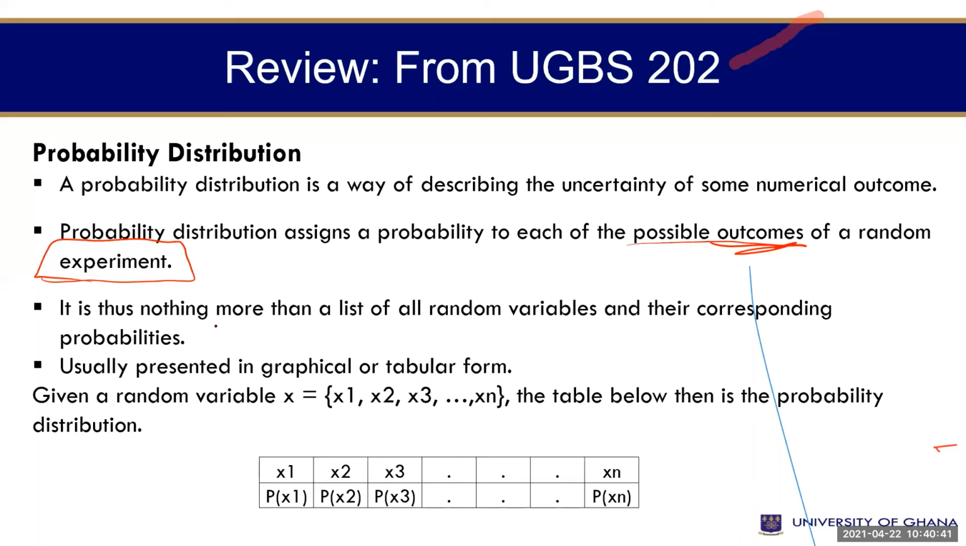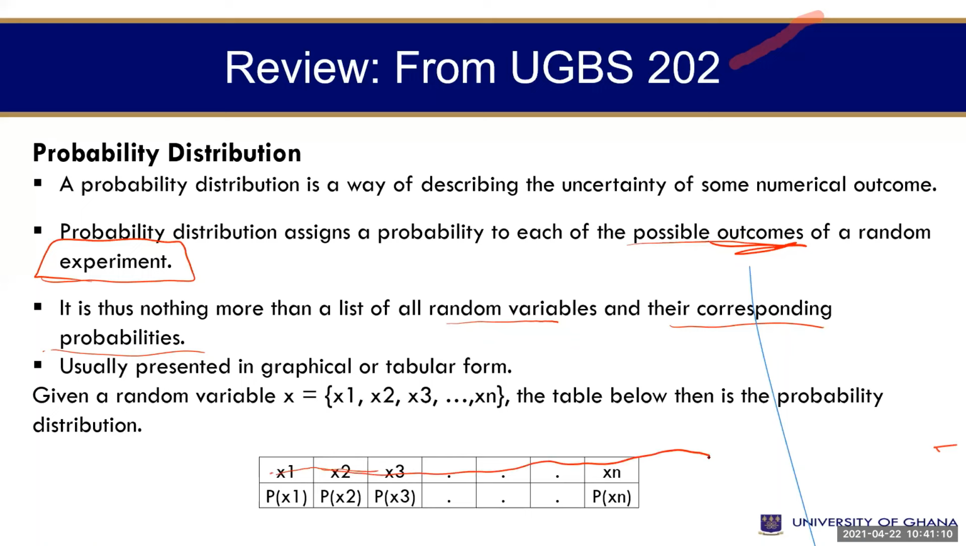It is nothing more than a list of our random variable and their corresponding probability. Well, we can usually also represent them in graphical form or tabular form. Graphical form, you may have a tree diagram to represent it graphically. For tabular form, we can just have this. So the X here are the possible values, these are the random variables.